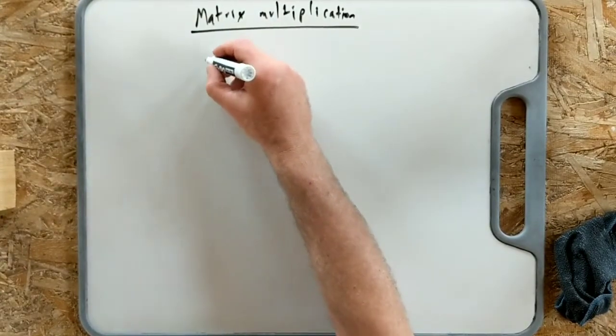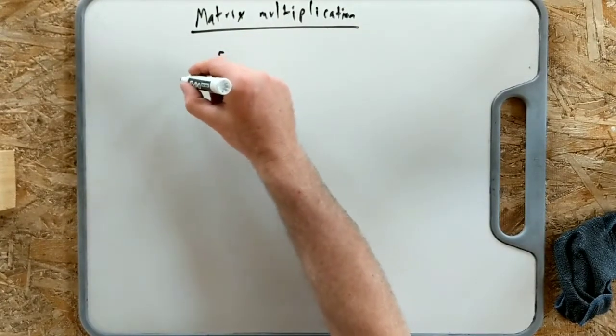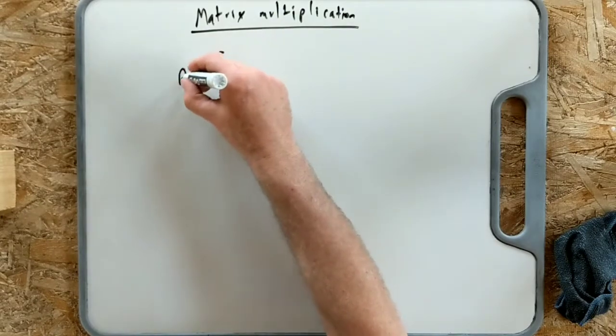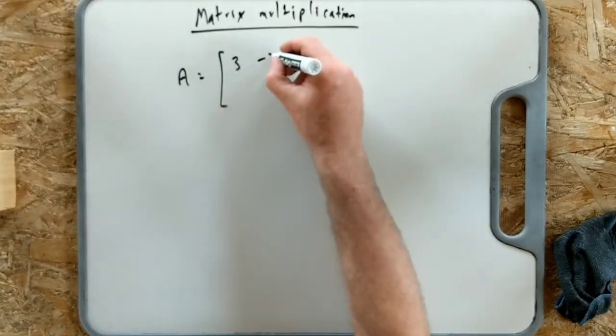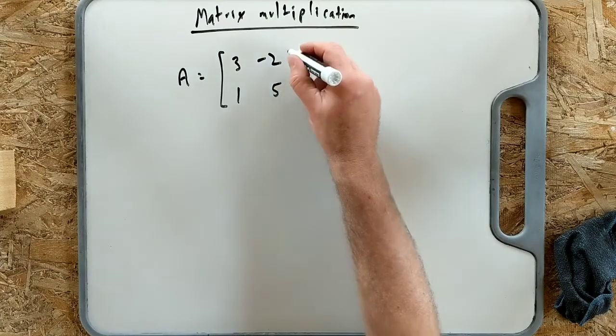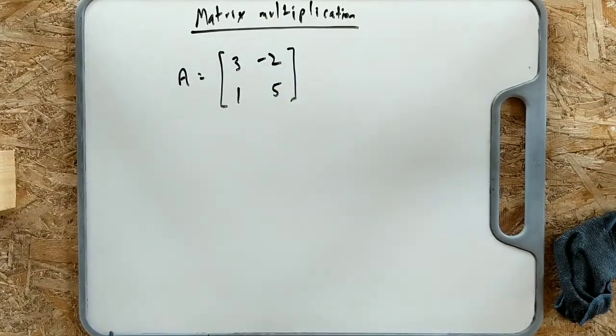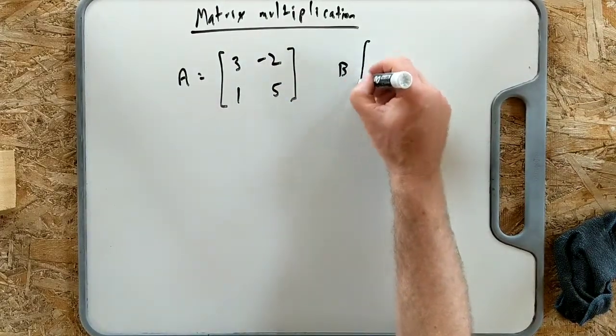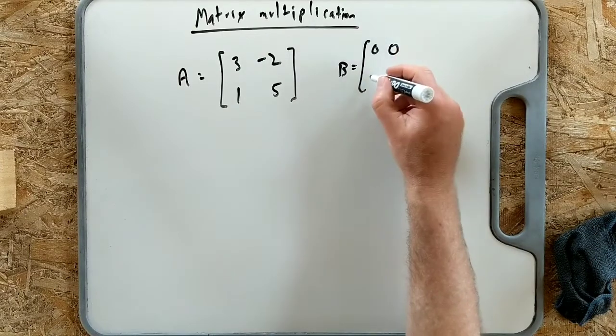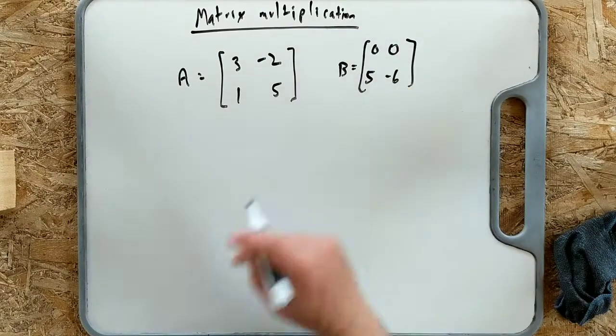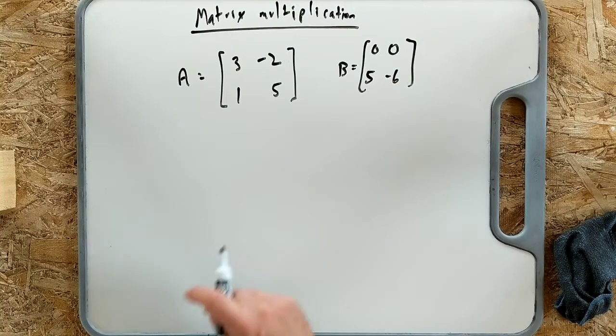I'm going to take the example again from the presentation. A is 3, -2, 1, 5. B is 0, 0, 5, -6. So a matrix multiplication means multiplying a matrix times another matrix, not a number times a matrix.